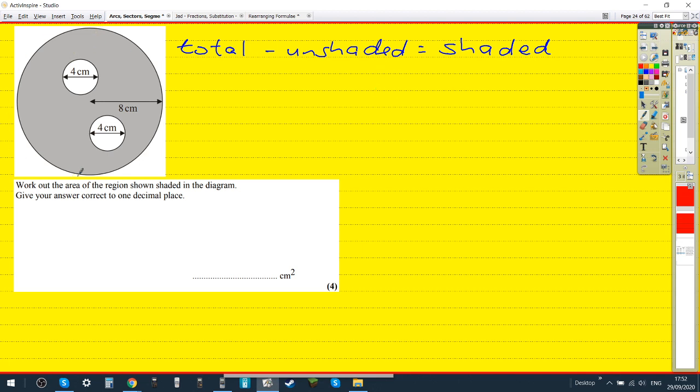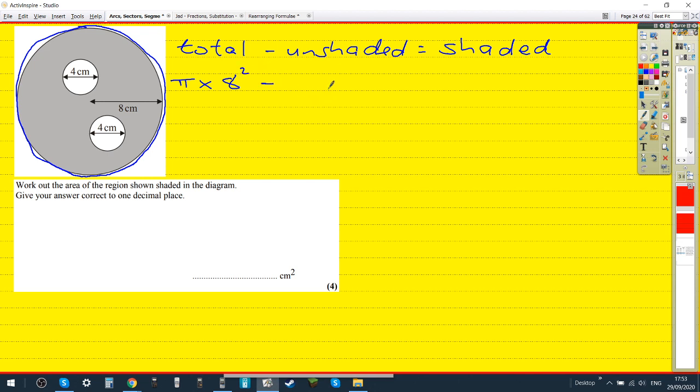So how could you get the area for the total circle? So you add the shaded to the unshaded? No, just the total circle. Area of a circle, so pi r squared. Yeah. And what is the radius of the big circle? 8. Yeah, so that's pi times 8 squared.